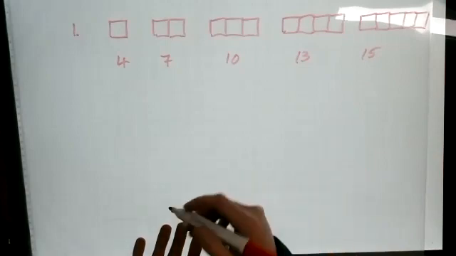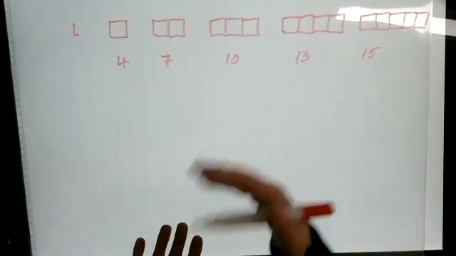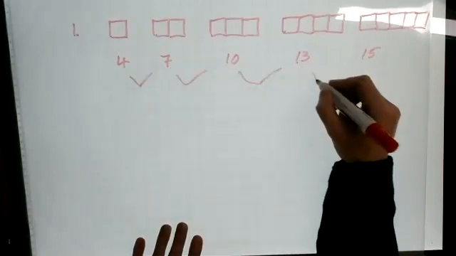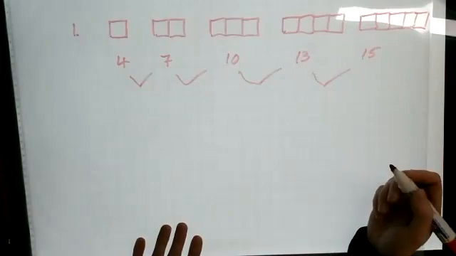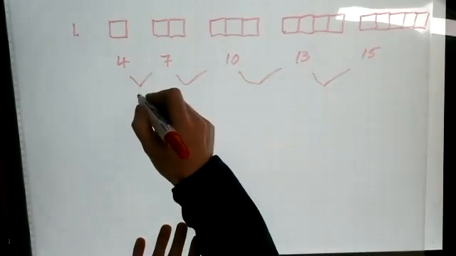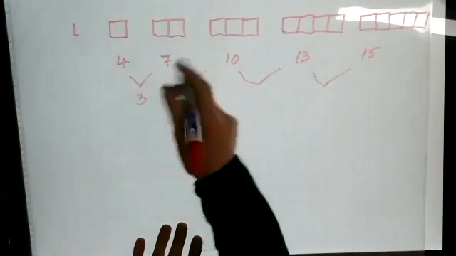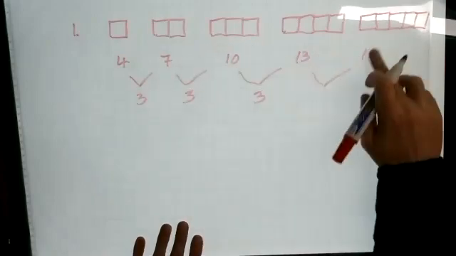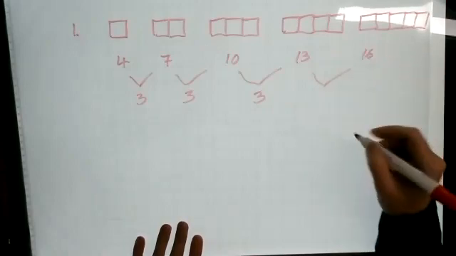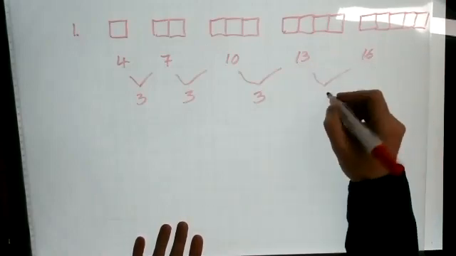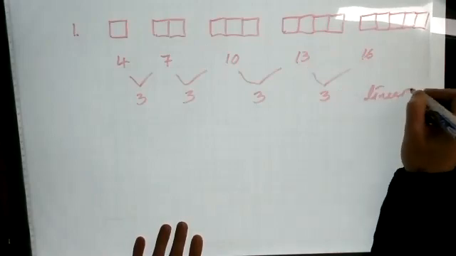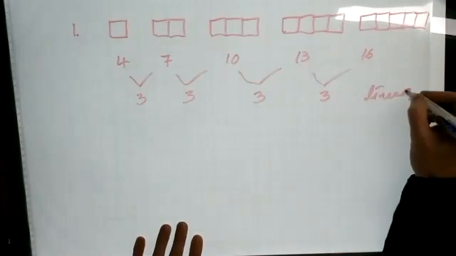Now, to find the formula for this, my hint is to find the common difference. The common difference: 7 minus 4 is 3, 10 minus 7 is 3, 13 minus 10 is 3. So the common difference is constant, which means the sequence is linear.